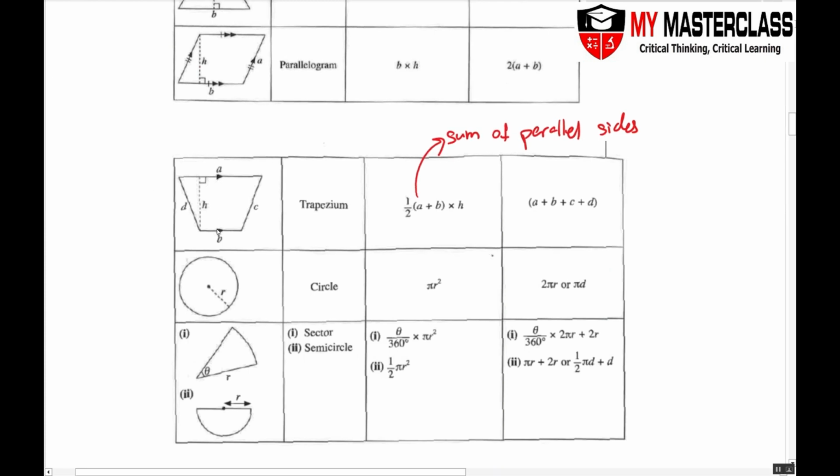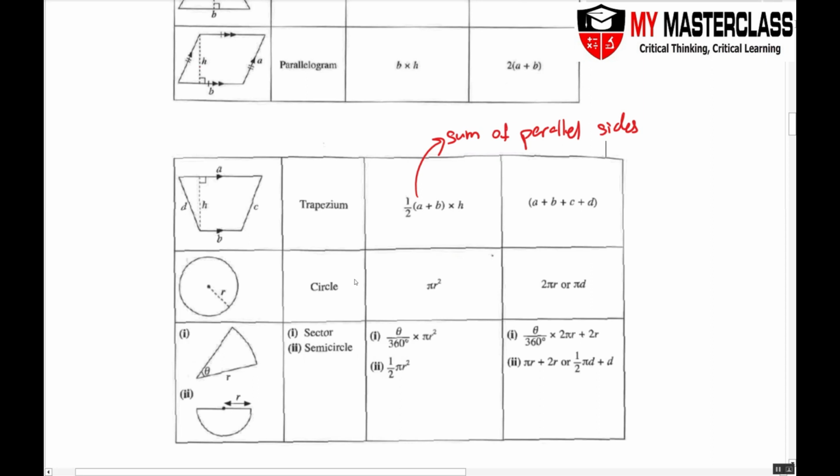You see the two arrows here, right? It represents that these two lengths are parallel. So half times A plus B times height. Perimeter is quite standard, just sum up the four different lengths. This is for your trapezium.